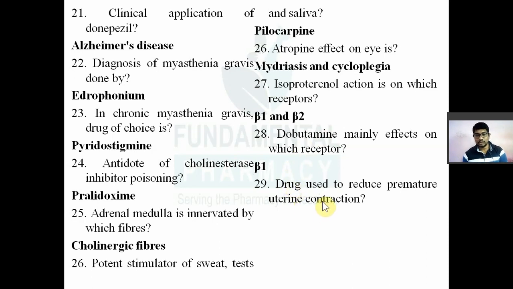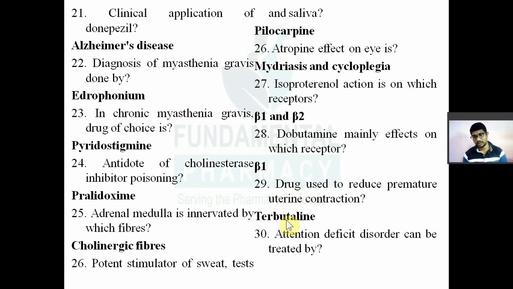Now, drug used to reduce premature uterine contraction. So you should know here, the uterus is supplied with the beta receptor. So the drug used to reduce premature uterine contraction is terbutaline. Terbutaline is what? It is a beta 2 agonist. It will dilate the bronchi as well as the uterine muscle, because the beta 2 receptor is not only in the bronchi, it is in the uterus also. So terbutaline is a uterine relaxant. It is also used in asthma.